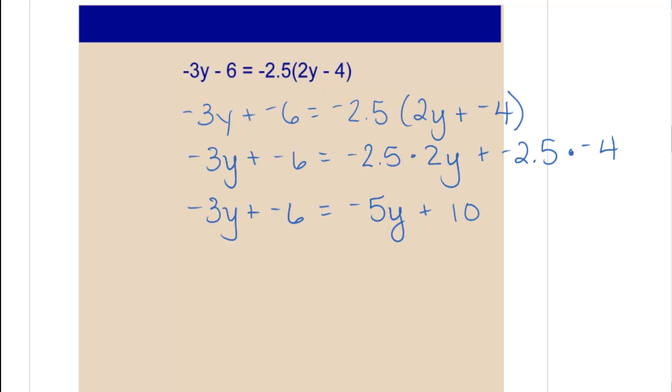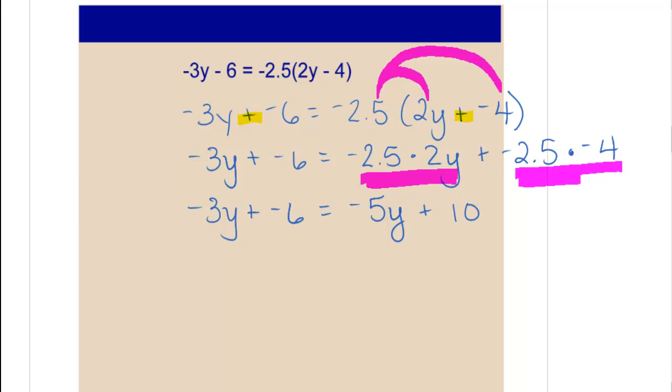So in these steps, I am first of all starting out by changing subtraction to addition everywhere that I had subtraction. Next, I'm going to use my distributive property and multiply that negative 2.5 times everything within parentheses. So I get negative 2.5 times 2y plus negative 2.5 times negative 4. Now I'm going to simplify this right-hand side by using my order of operations, which will tell me to multiply first and then add. Negative 2.5 times 2y equals negative 5y, and negative 2.5 times negative 4 equals 10.